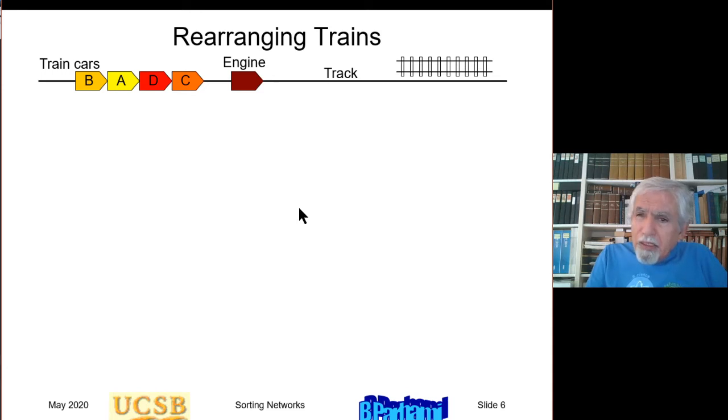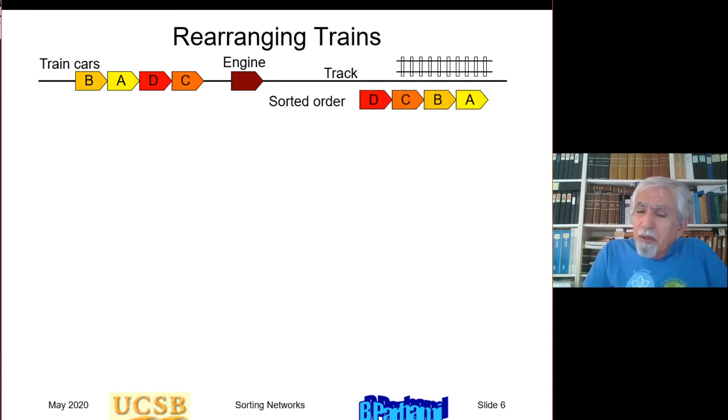Okay, so sorting a train means basically putting its cars in some pre-agreed order. So for example, in alphabetical order in this example. Here I have a train whose cars from front to back are C, D, A, B. And I want them to appear in the order A, B, C, D. I want them to be sorted alphabetically.